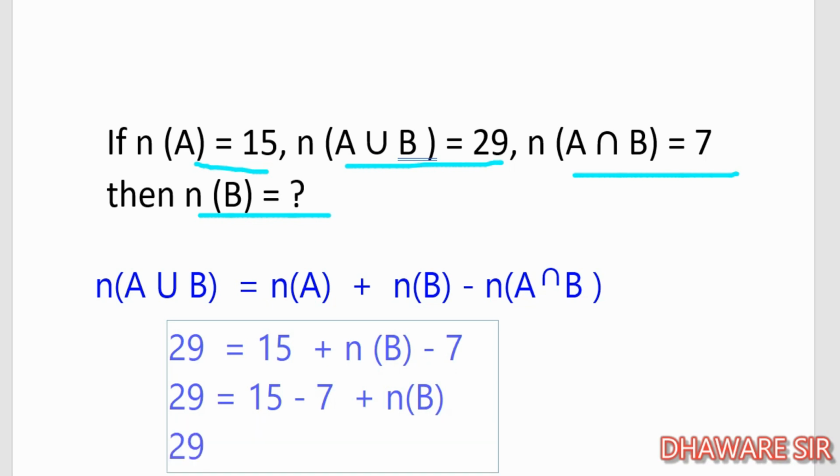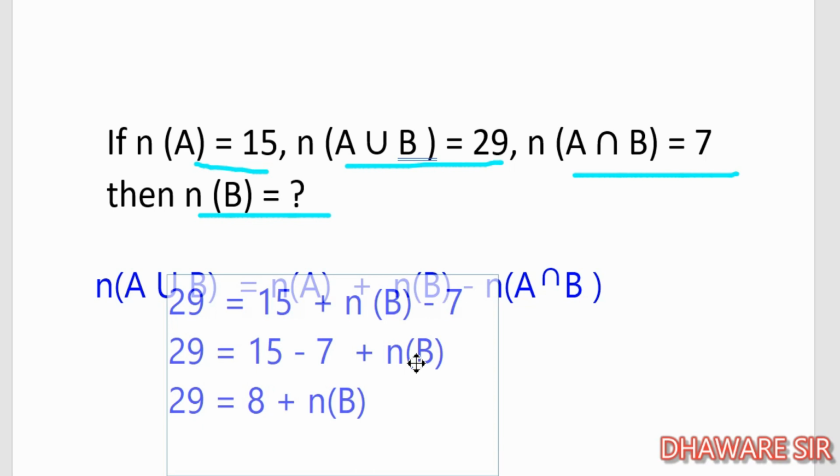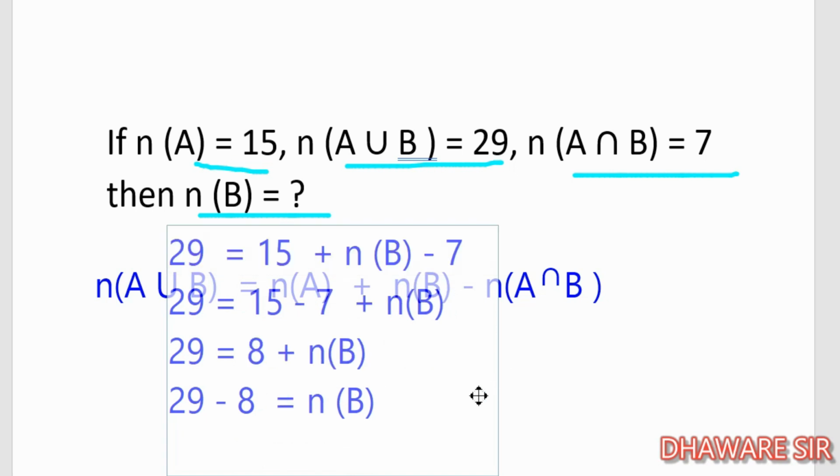Now what can we write here? 29 is equal to, what is the subtraction of 15 minus 7? 8 plus n of B. Now we are transferring the 8 to the left hand side, and we get 29 minus 8 is equal to n of B. Now what can we get? 29 minus 8, it means 21 is equal to n of B. So our proper answer is 21. So this is our final answer.